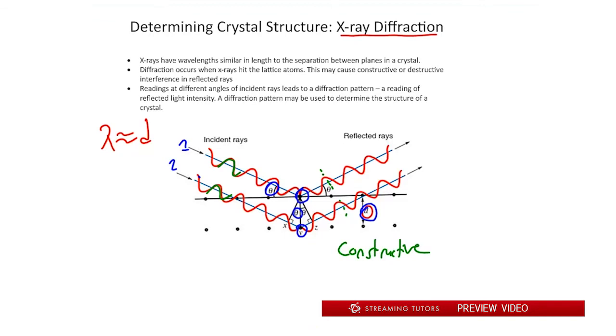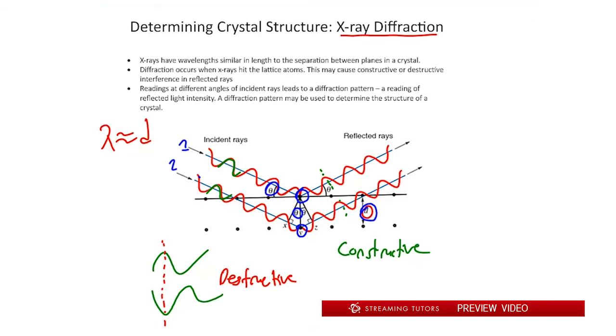If, on the other hand, that second wave moved in a certain distance that resulted in something like this, where you see everything is out of phase, that would be destructive interference. And that would mean that there's less, weaker or no signal.